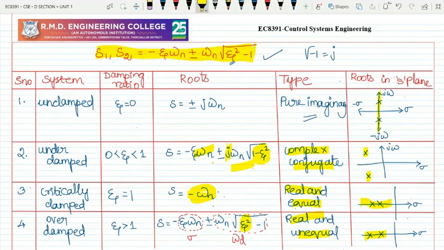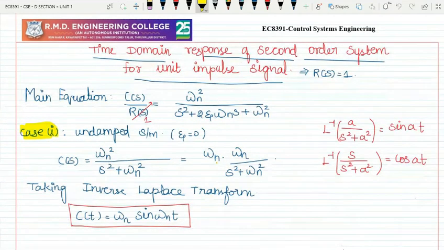And one more thing, we have some substitutions. Epsilon omega n is nothing but sigma, and omega n into root of epsilon square minus 1 we call omega d. That is your damped frequency. Some little substitution. Next, we are going to solve the second order system with a unit impulse signal.